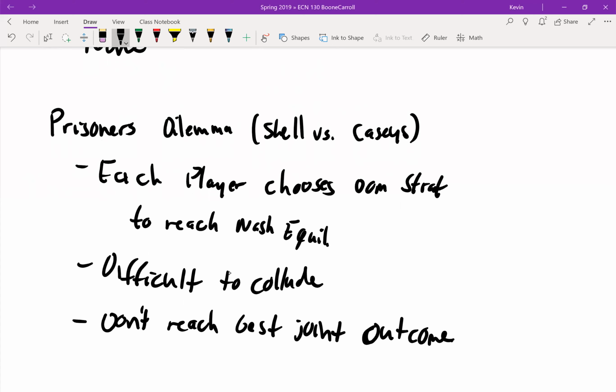Same thing in the standard case where we're both considering going to jail. If you trust your friend not to tell on you, maybe you cannot tell, but you know if they tell on you and you don't tell, you're going to be put away for a long time. And because of that, it's just hard to reach that joint outcome.